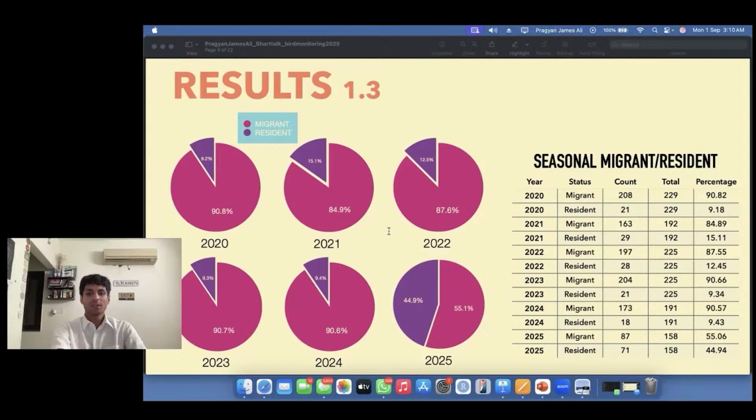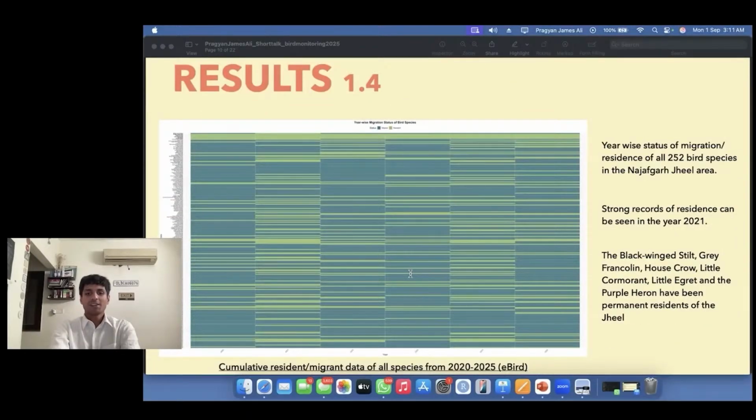The 2025 data shows a different pattern because the data collection goes only up to the month of April 25. The resident migrant data can be looked at in a better way using this plot. The vertical columns are the years and the horizontal rows are the species. Straight away, we can see that the year 2021 had the strongest record of resident birds, which included black-winged stilt, the grey francolin, the house crow, little cormorant, little egret, and the purple heron.